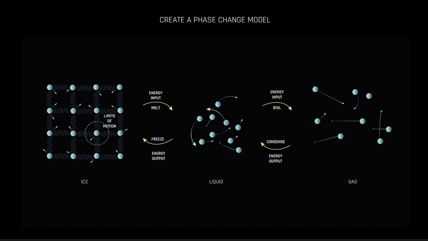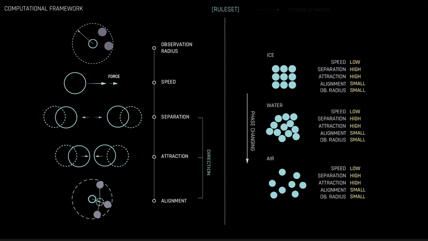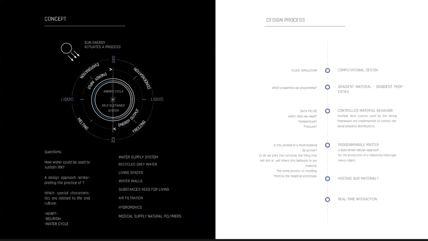As we saw in the previous term, we focused on creating a phase change model, focusing more on the micro scale and articulating a rule set that could express water phase change property. Now we want to relate that to the water cycle, and to create an energy cycle, which could mean a self-sustained system, addressing how water is adaptive and how water can nourish, basically.